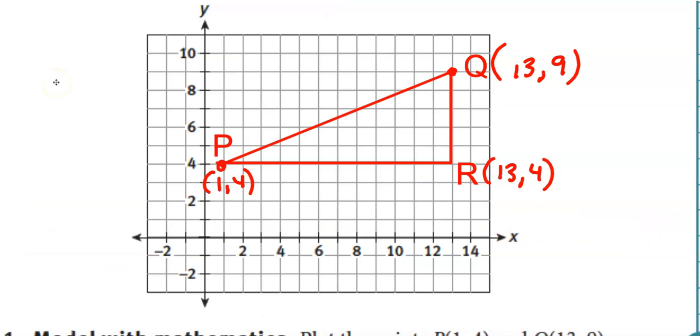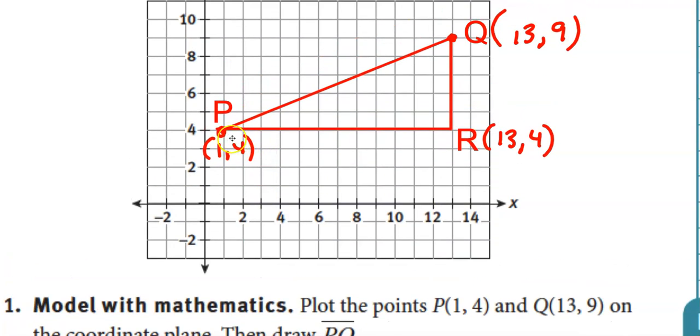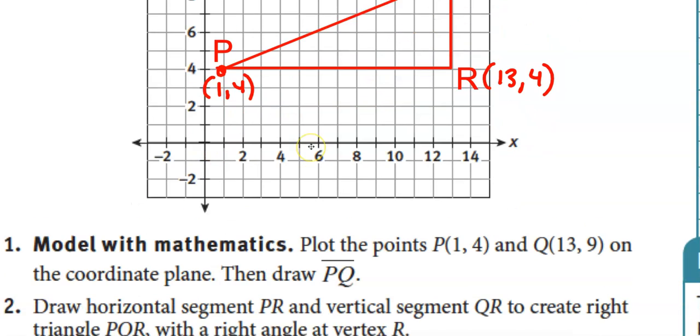Okay, so this is what your graph should have looked like. On number 1, it wanted you to plot the points (1, 4) and (13, 9). So you should have drawn a dot, and made sure you labeled the point P and the point Q. It will also help if you write their coordinates in parentheses near them, later on in this lesson. So if you haven't written the ordered pairs, go ahead and write that. It wanted you to draw a line connecting them. Hopefully you got a straight line.